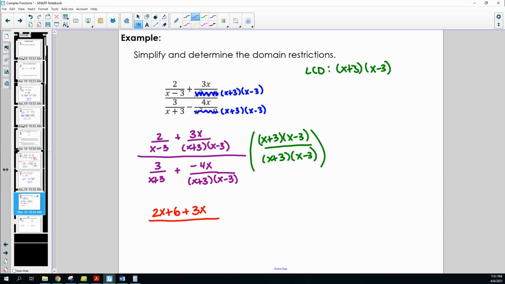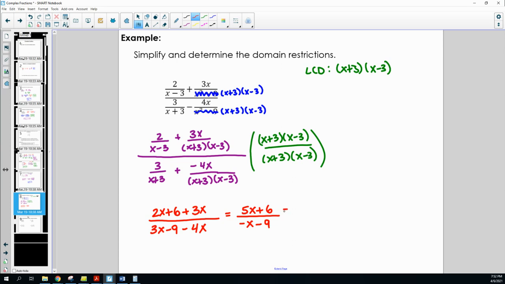Okay, in the denominator, I'm going to multiply 3 over x plus 3 times x plus 3, x minus 3. The x plus 3's will cancel out, so I'm going to have a 3 times x minus 3. So this will be 3x minus 9. And then the negative 4x over x plus 3, x minus 3 times this x plus 3, x minus 3. They'll all cancel out, and I'll just have this minus 4x. So now I have to combine like terms. So 5x plus 6 over negative x minus 9.